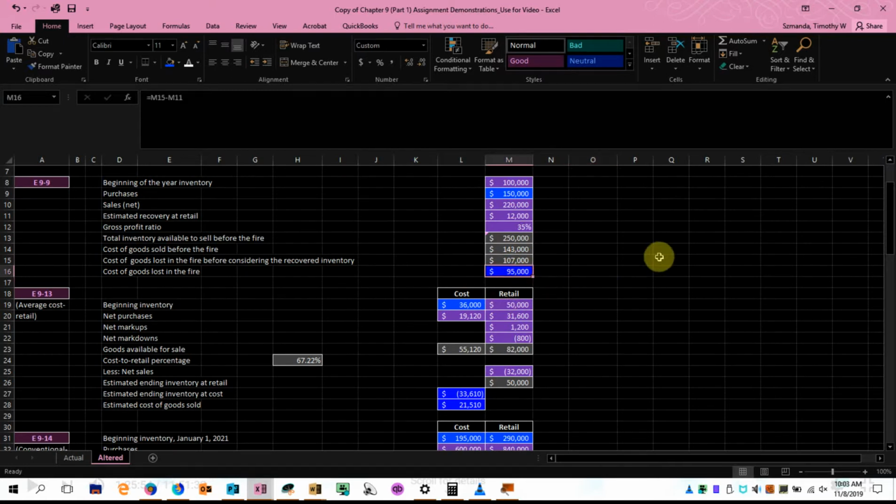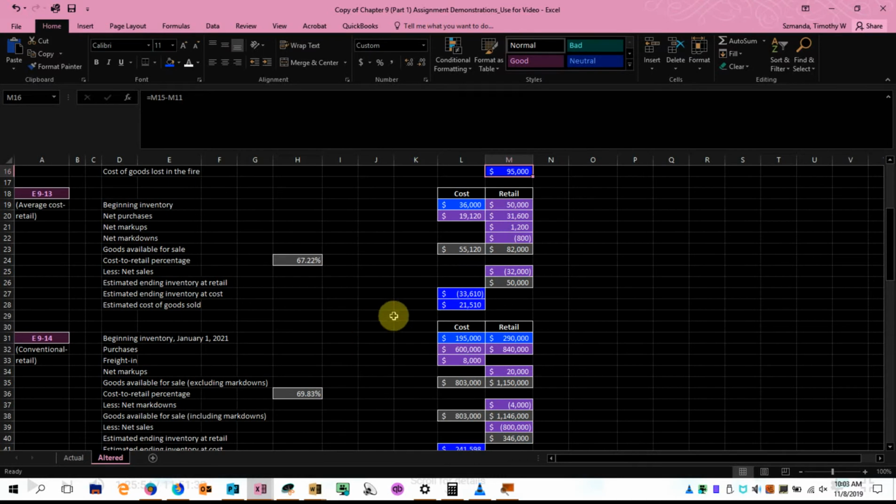So that's the estimate of the cost of goods lost, in this case in a fire, using the cost of goods sold approach, which can be used, as I said, for budgeting, for interim reporting. It can be used for determination of a catastrophe loss, like a fire, and so forth.